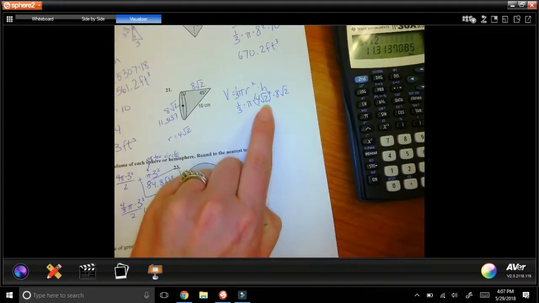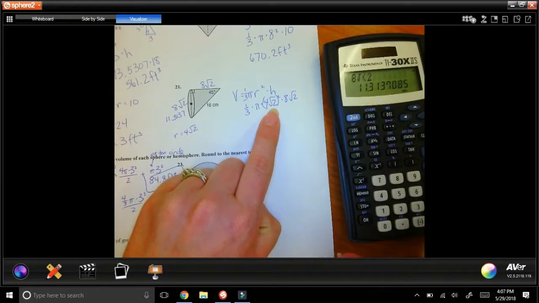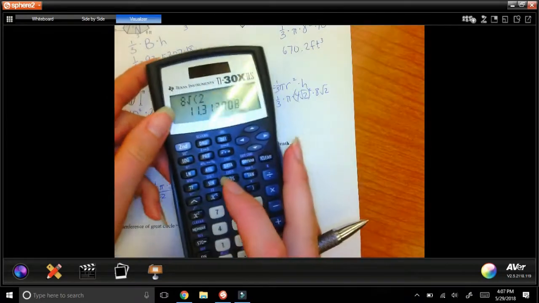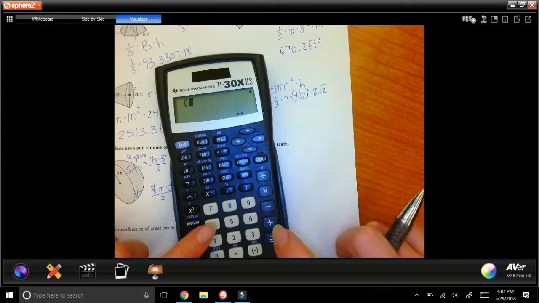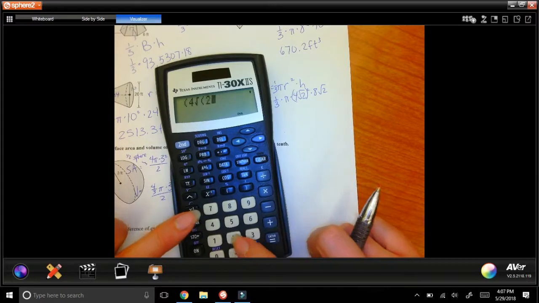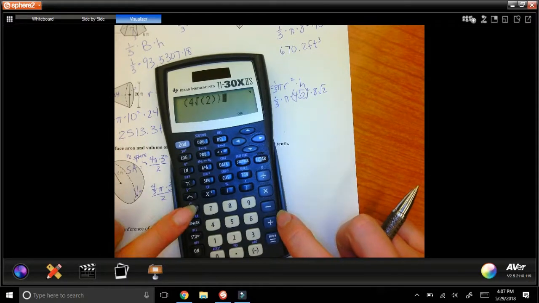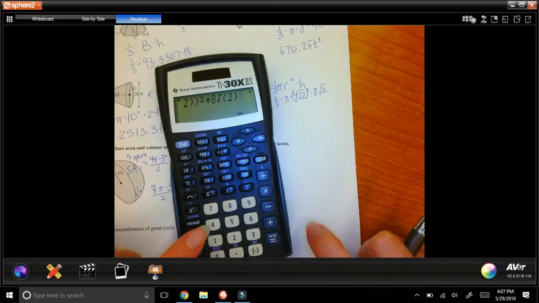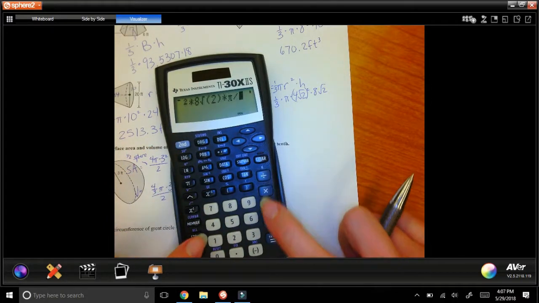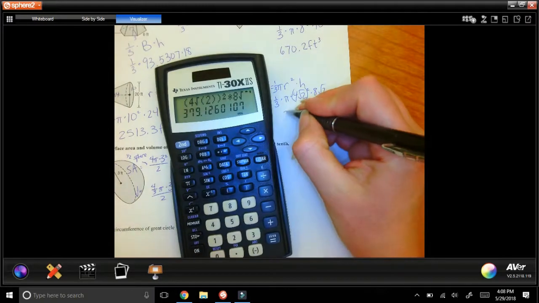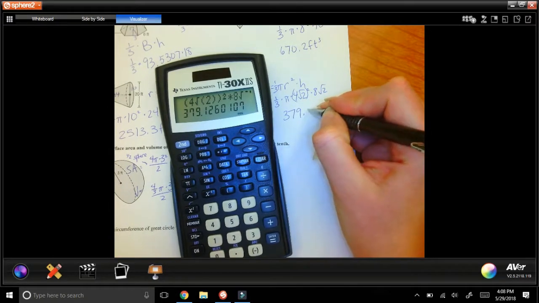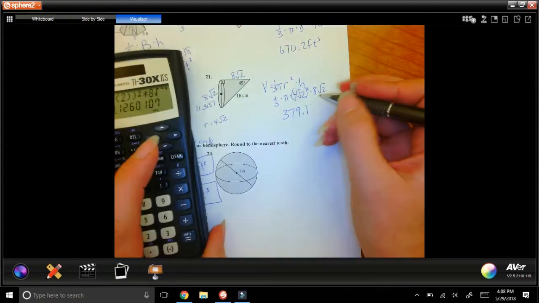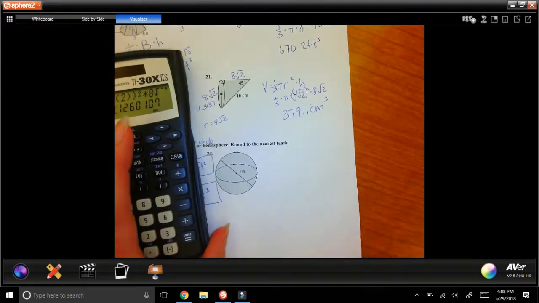If you're going to do the radical on your calculator, make sure you maybe start with that or push equals in between it. Or do some parentheses. 4 times the square root of 2 squared times 8 times the square root of 2. Make sure you close the parenthesis. Times pi divided by 3. And let's see, the units were centimeters, so centimeters cubed.